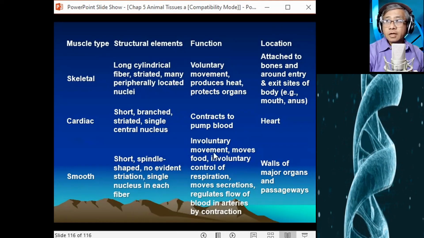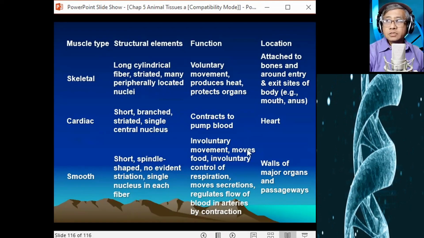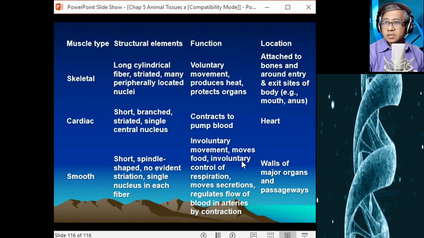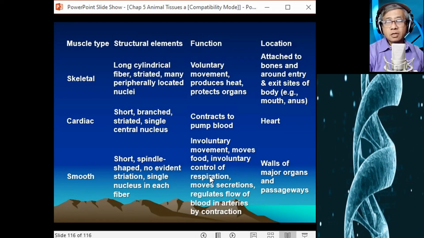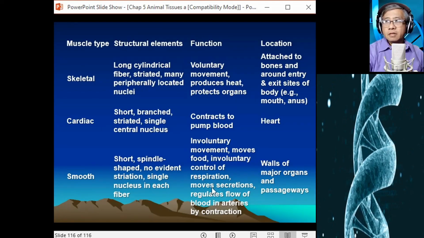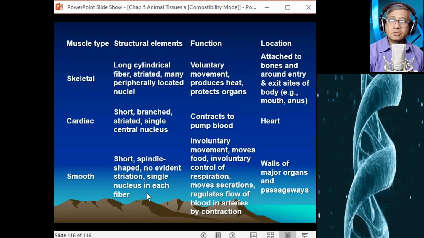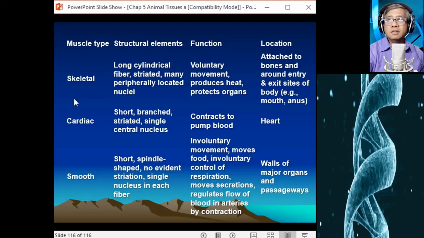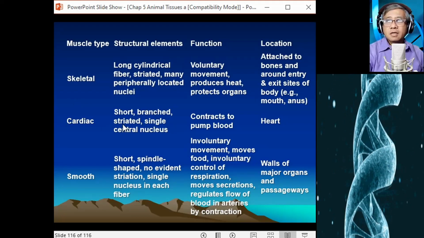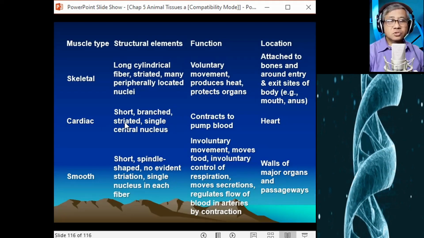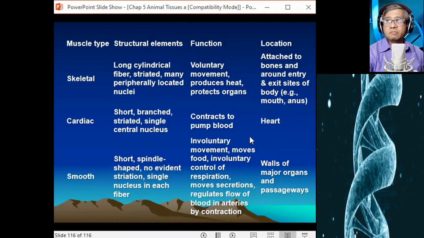For smooth muscle, the cells are spindle-shaped with a single nucleus, like what I mentioned earlier. Function, involuntary movement, so the muscle is not under conscious control. Moves the food. You can find this in the digestive organs. Control of respiration, like the diaphragm. Moves secretion, regulates flow of blood, arteries by contraction. And lastly, we have the cardiac muscle, short branch, striated like the skeletal muscle, and it is not under conscious control like the smooth muscle. You can find this in the muscular walls of the heart.